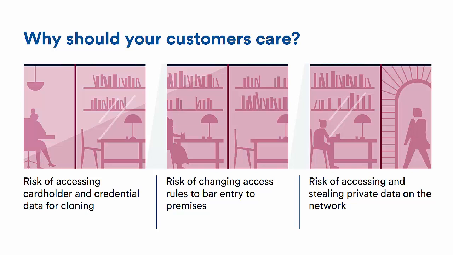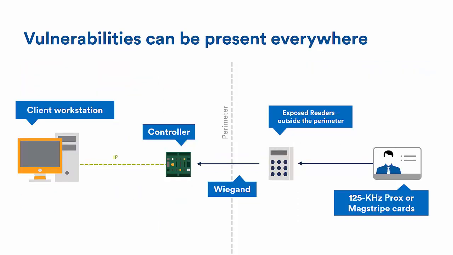And there are also risks of moving laterally on the network from exposed endpoint to endpoint, accessing and stealing private data on the network. So if your customers want to mitigate these risks, let's jump into where they exist and how we can guide them towards a secure approach. So let's start from left to right.